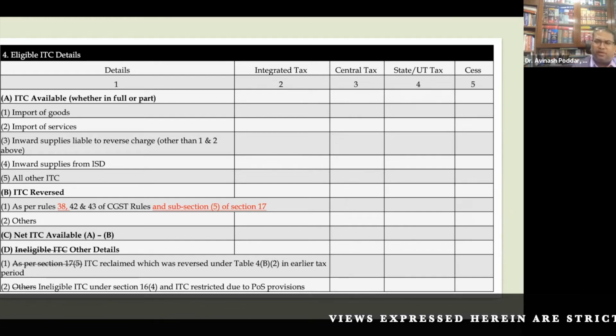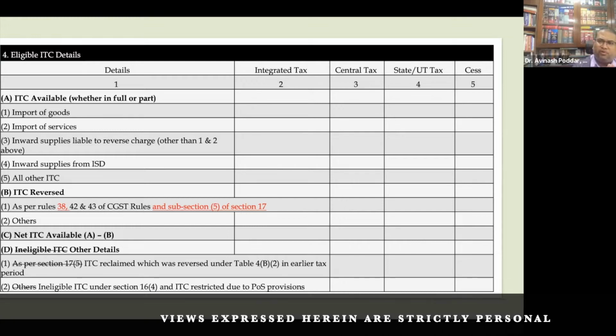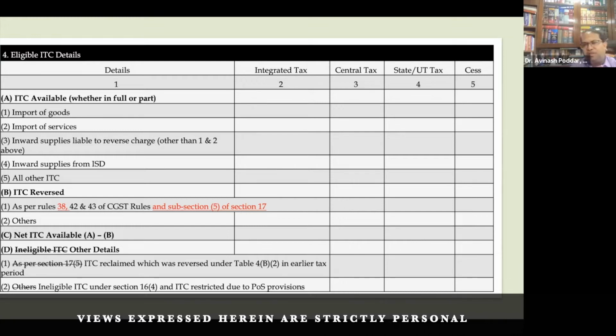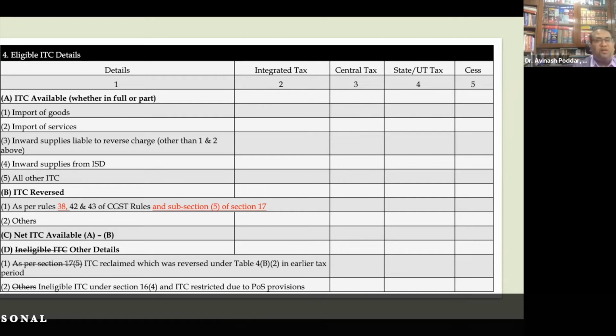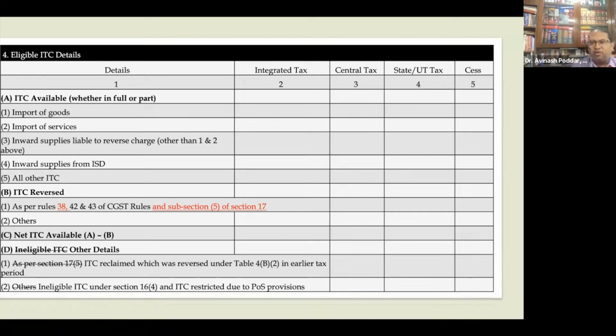These details may not be calculated for the purpose of flowing to the electronic credit ledger. Electronic credit ledger में net ITC available flow होगा as per my understanding. But these are the details which you must show in your returns. And this is a duty which is being casted on you by way of an amendment in rule. It is not merely a circular, and therefore it has to be having a binding effect.